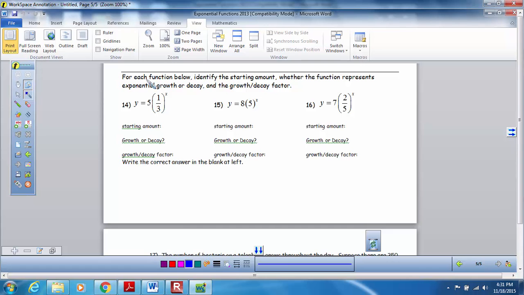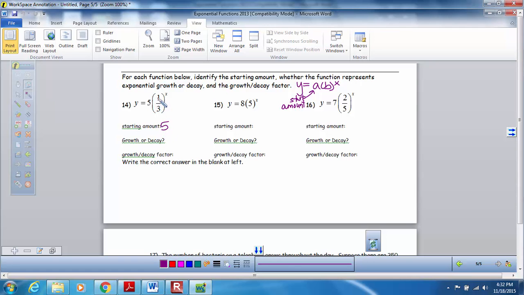Number 14 says, for each function below, identify the starting amount, whether the function represents exponential growth or decay, and the growth-decay factor. Alright, so our starting amount, if we look at our generic equation, y equals a times b to the x, where a is our starting amount. So in number 14, our starting amount would be 5.